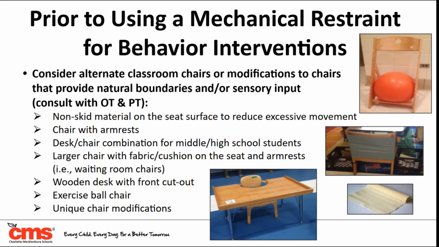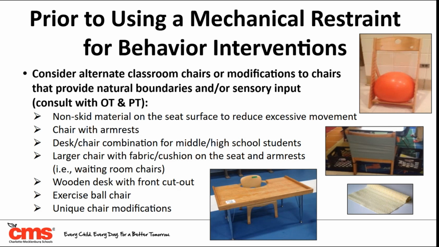Prior to using a mechanical restraint for behavior interventions, you want to consider alternate classroom chairs or modifications to chairs that provide natural boundaries and sensory input. You really want to consult with that OT and PT on this. Here are some examples. You can use non-skid materials on the seat or surface to reduce that excess movement. I'm sure you've seen those before, those bumpy cushions that go on the chair that give them that feedback, but also decrease the shifting and sliding of the chairs.